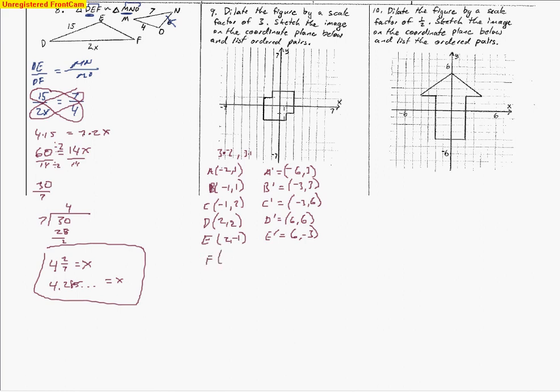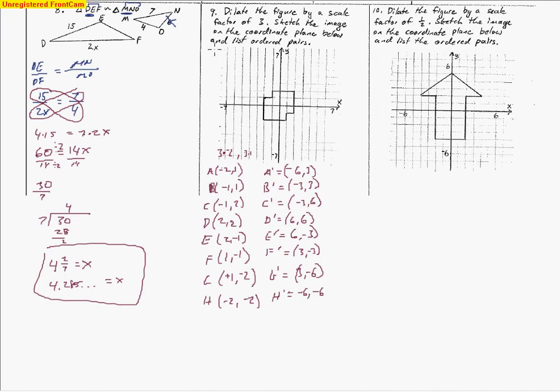F is going to be this point right here. And that looks like it's 1 to the right and 1 down. So 1, negative 1. And F prime is going to be, once we triple that, 3, negative 3. And then G is going to be this point right here. It's 1 to the right and 2 down. So positive 1 and negative 2. So G prime is going to end up being 3, negative 6. And one last point here, all the way over here, is point H. And that one is 2 to the left, so negative 2, and 2 down, so negative 2. And so H prime is going to end up being negative 6, negative 6.